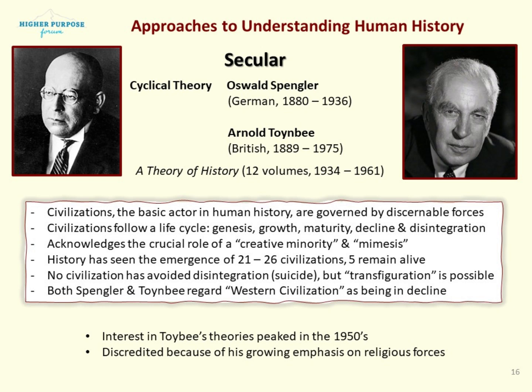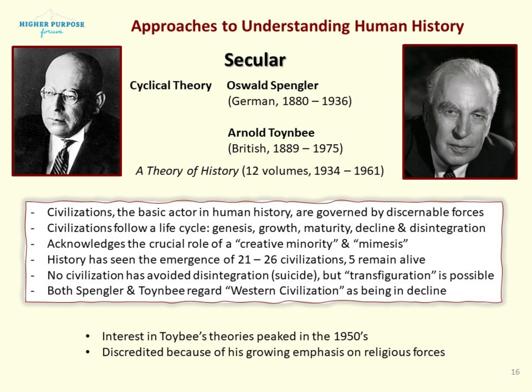He wrote a theory of history, 12 volumes. Those 12 volumes are a 7,000-page study. I believe it's the largest study ever written in the English language. And it is a review of all of the civilizations throughout human history. Arnold Toynbee's view is that civilizations are the basic actor in human history, and they are governed by discernible forces.